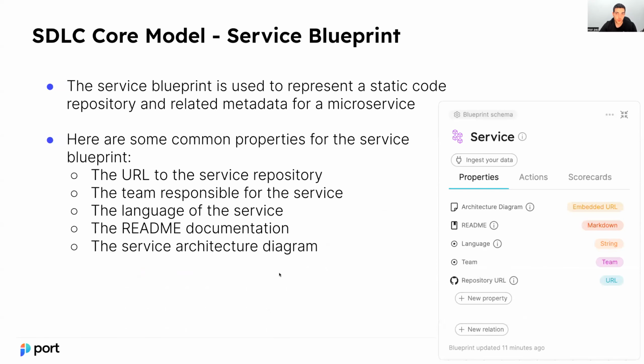So as we mentioned before, the service blueprint is used to represent a static code repository and its related metadata for a microservice. Now, we've gone a bit over it before, but here are some common properties for the service blueprint. So we have the URL to the service repository, the team responsible for the service, the language, the README documentation, a diagram of the architecture, and so on.